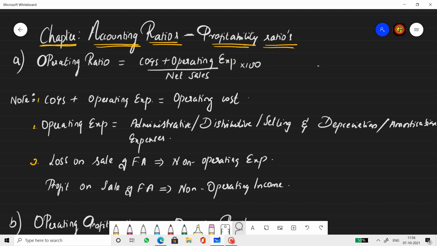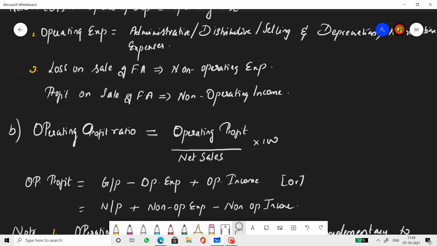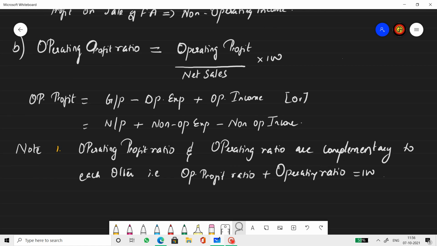Right. Now the next one is operating profit ratio. Operating profit ratio equals operating profit by net sales into 100. Now operating profit can be found out by gross profit minus operating expenses plus operating income.